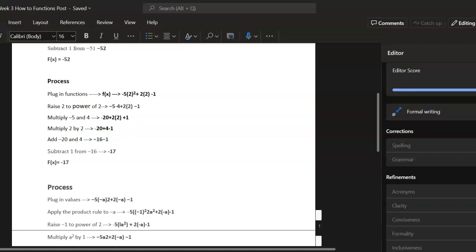And then you'll add negative 20 and 4. So negative 20 and 4, we get negative 16 minus 1. And then we're going to subtract 1 from negative 16, and our function is negative 17. That's for the positive 2 function. All right, let's go to the last process.